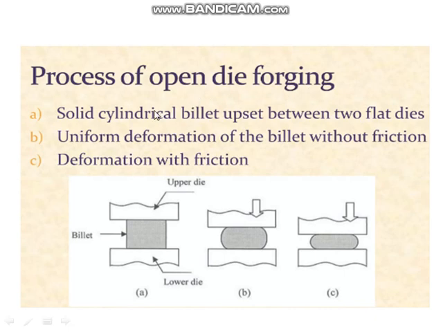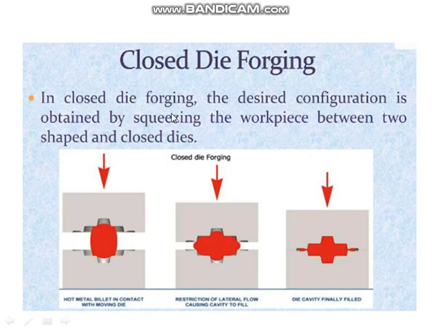Process of open die forging. In open die forging, solid cylindrical billets are upset between two flat dies. In the second diagram, uniform deformation of the billets without friction, and in the third diagram, deformation with friction. In closed die forging, the desired configuration is obtained by squeezing the workpiece between two shaped, closed dies. We can see it's closed die forging, and the metal fills the cavity.